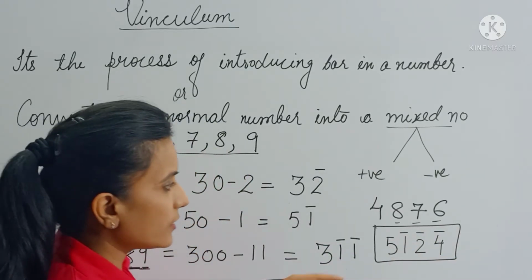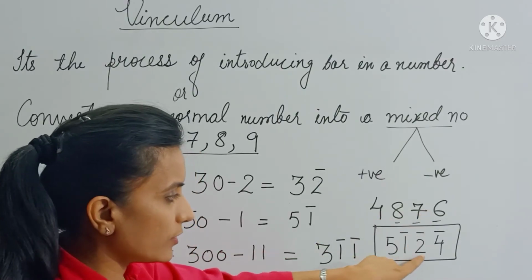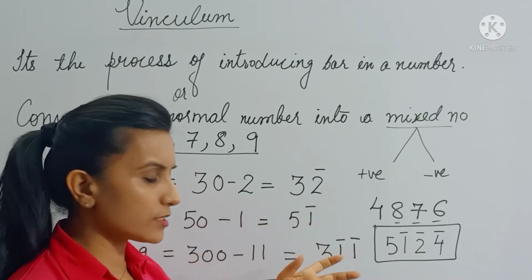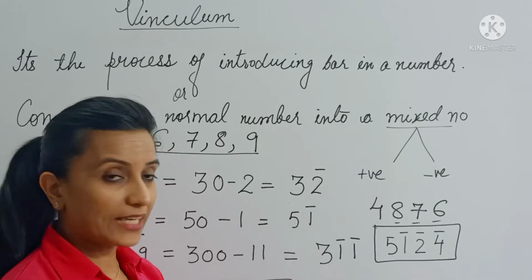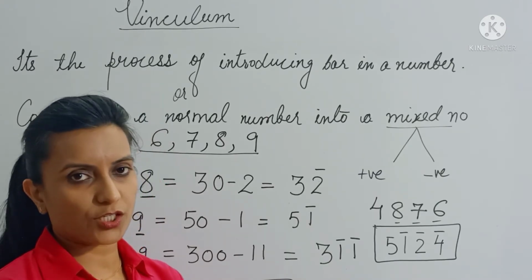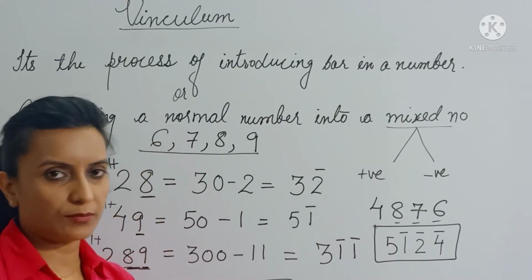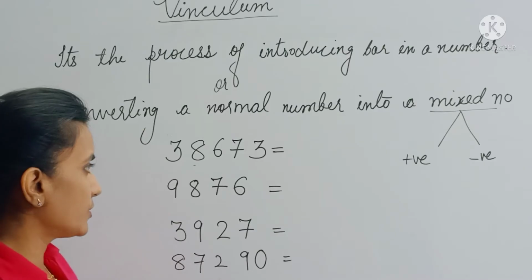You can see that here 8, 7, 6 we have converted into smaller digits, right? So if you convert bigger numbers or bigger digits into smaller, it will help you in calculation. It will increase your calculation speed. Okay, so let's see how to vinculate few more numbers. Now get ready to vinculate these numbers with me.